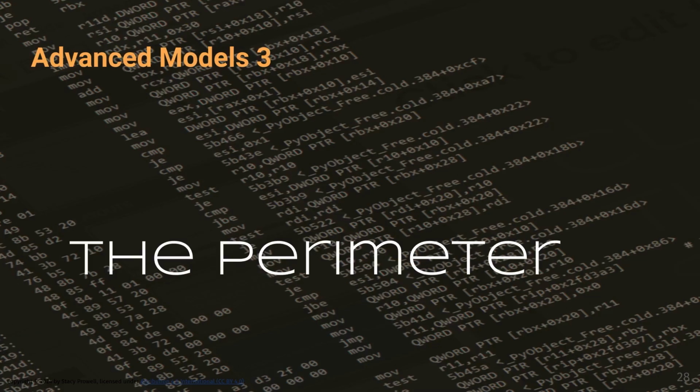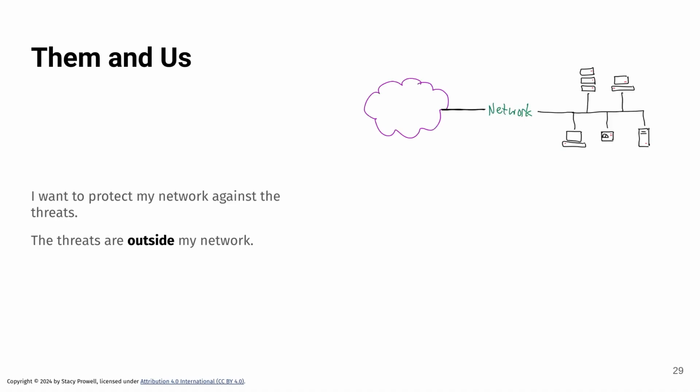Let's talk about the perimeter. So I want to protect my network, right? I want to protect my network. And so I have a natural trust boundary. I built the network, so I trust what's inside it. I trust the people who are there, the machines, the software. I don't trust things that are outside of my network, right? Outside the perimeter, there are threats. So there's us and there's them. And I believe all of the threats are outside my network, and I need to keep them outside my network.